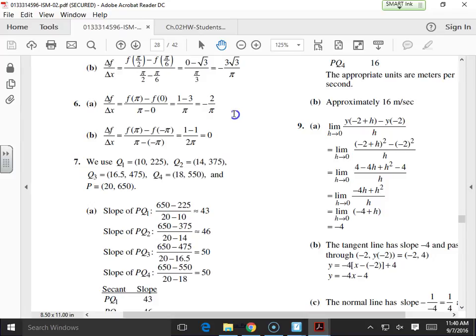B would be 0. Does the negative make sense? Oh yeah, it does. I just don't know how to count. That happens.